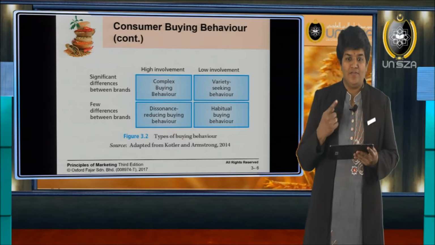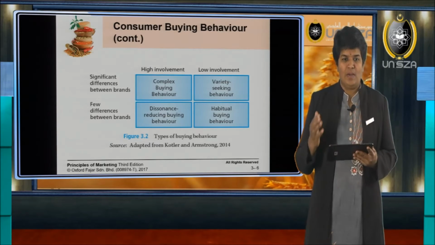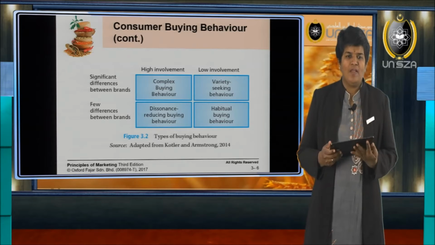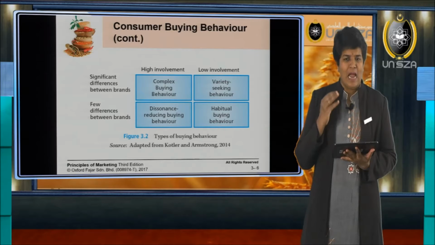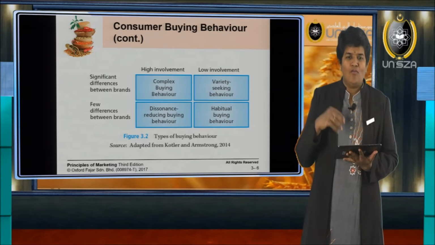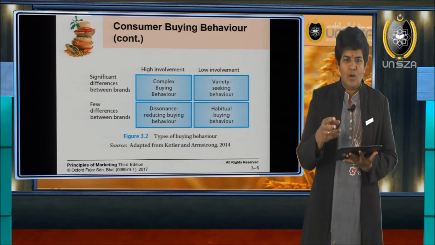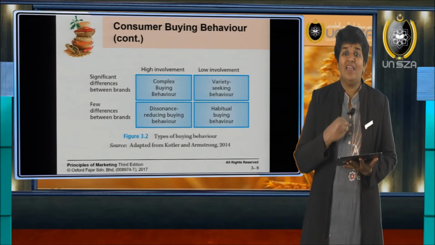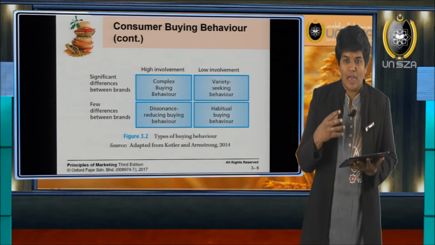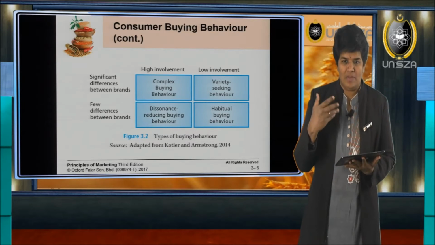Let us take the first quadrant, complex buying behavior. By the term itself, we understand that it's very complex for us to buy. So why is it so complex? Because there is a significant difference between the brands. So you need high involvement, which means you need more information.